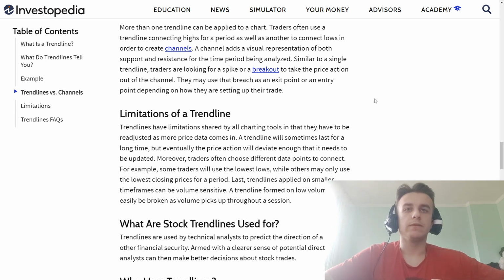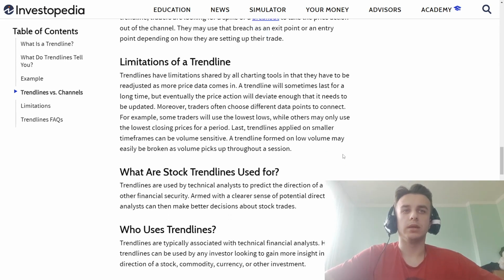Moreover, traders often choose different data points to connect. For example, some traders will use two lower lows, while others only use the lower closing prices in the period. Last, trend lines applied on small time frames can be volume sensitive. A trend formed on low volume may easily be broken by a volume spike or another random event.